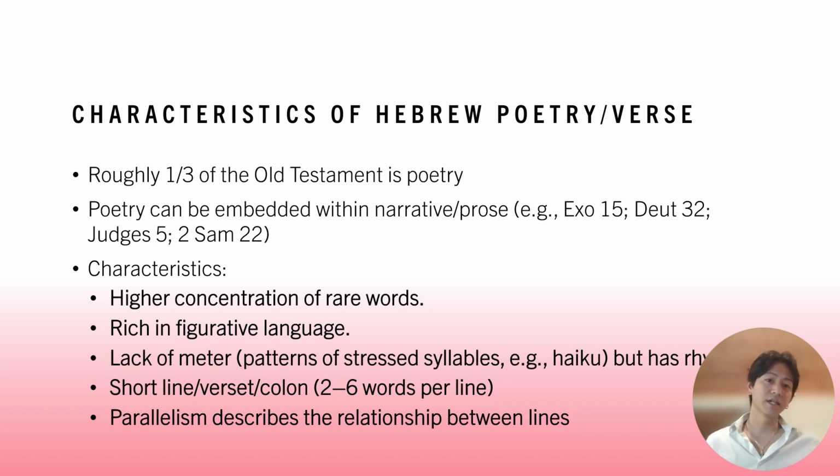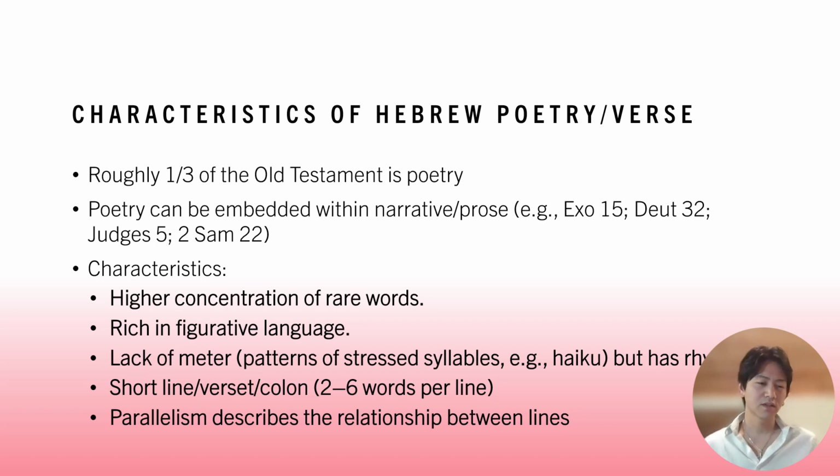Nevertheless, the lines are generally shorter in Hebrew poetry. In fact, there's usually only 2 to 6 words per line, and they omit certain filler words. For example, the relative pronoun asher is quite rare. The vayyiqtol forms are fairly rare in Hebrew poetry, and it also omits certain particles, like the direct object marker. In addition to these short lines, when there are multiple short lines, the relationship between the lines is characterized by what we call parallelism.